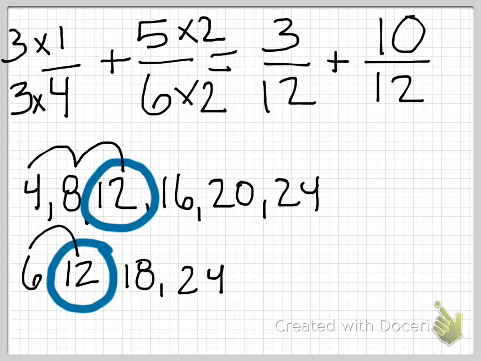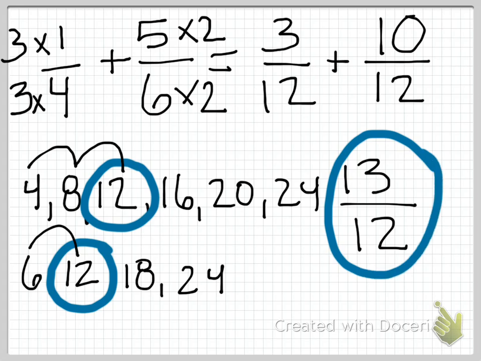So now we have 3/12 plus 10/12. Again, we add because we have common denominators now. 3 plus 10 is 13, and our denominator stays 12. Now this answer is called an improper fraction. It means that the numerator is bigger than the denominator, and that's okay. This is an acceptable answer. We do know how to convert that into a mixed number, and we can talk about that in a different video.